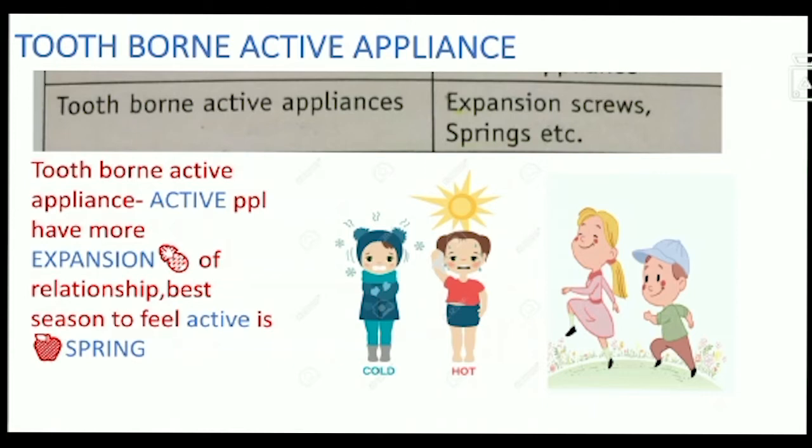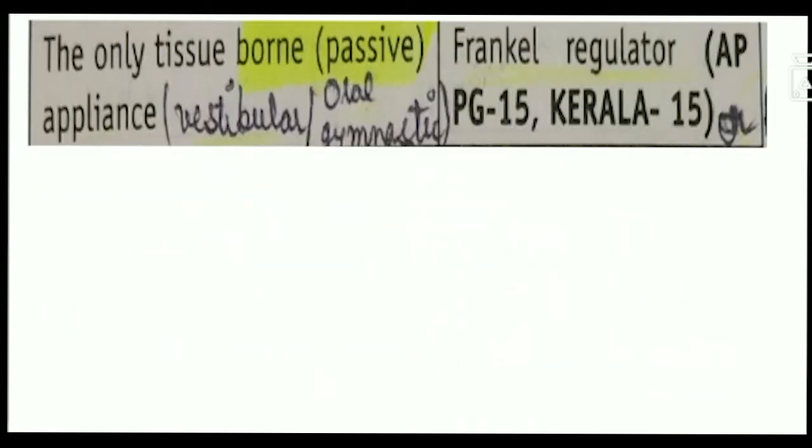So expansion screws and these springs are an example of tooth-borne active appliance. Now the only tissue-borne passive appliance. How are you going to remember? The first two slides which I have discussed are about the tooth-borne passive appliance, related to the tooth. Now this is tissue-borne passive appliance.